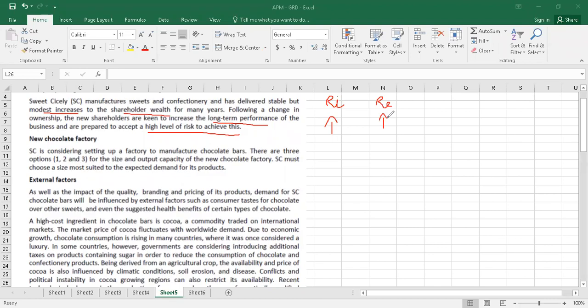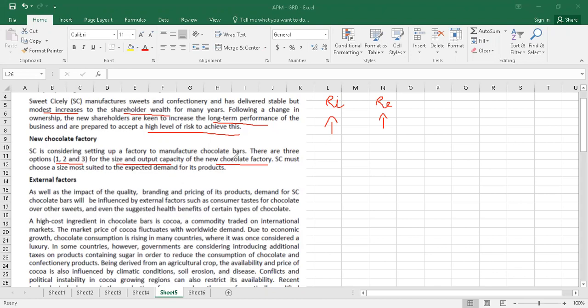Now, SC is considering setting up a factory to manufacture chocolate bars. There are three options, 1, 2, and 3, for the size and output capacity of the new chocolate factory. So which size of factory do they want to go ahead with? The sizes are given as 1, 2, and 3. SC must choose a size more suited to the expected demand for its products.